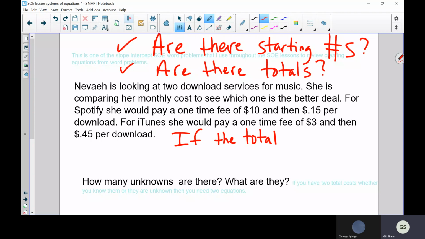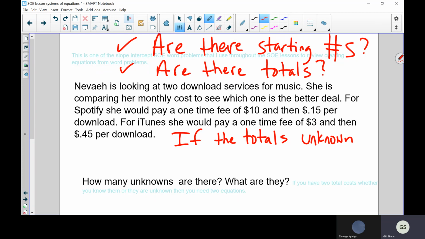So if the totals are unknown, so we know that there are totals, and there's pretty much, by the way, always going to be totals. There's almost never a time when you say, no, there's no totals. I'll just tell you that one. There's pretty much always totals. It's just a question, do we know what they are, or are they unknown?